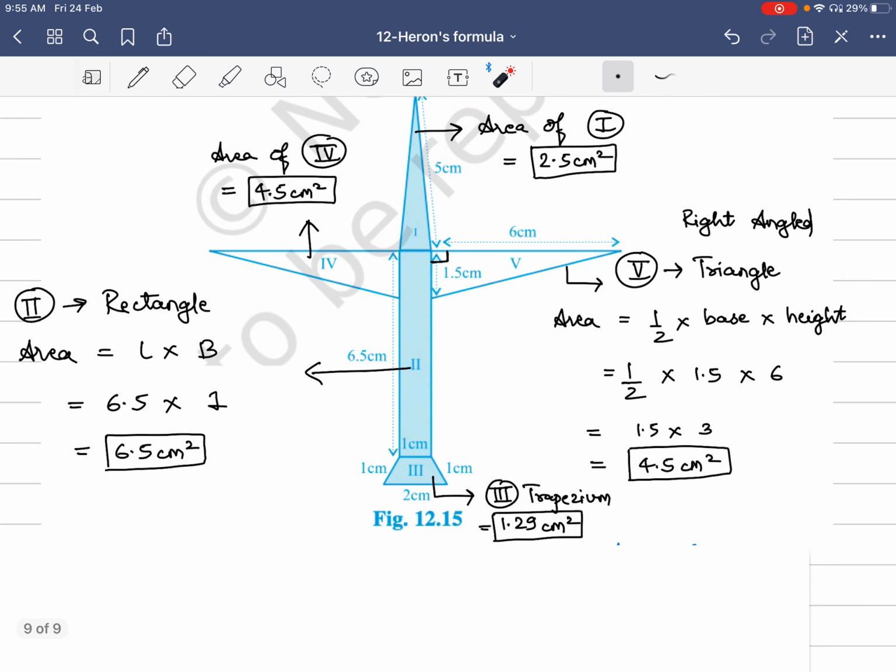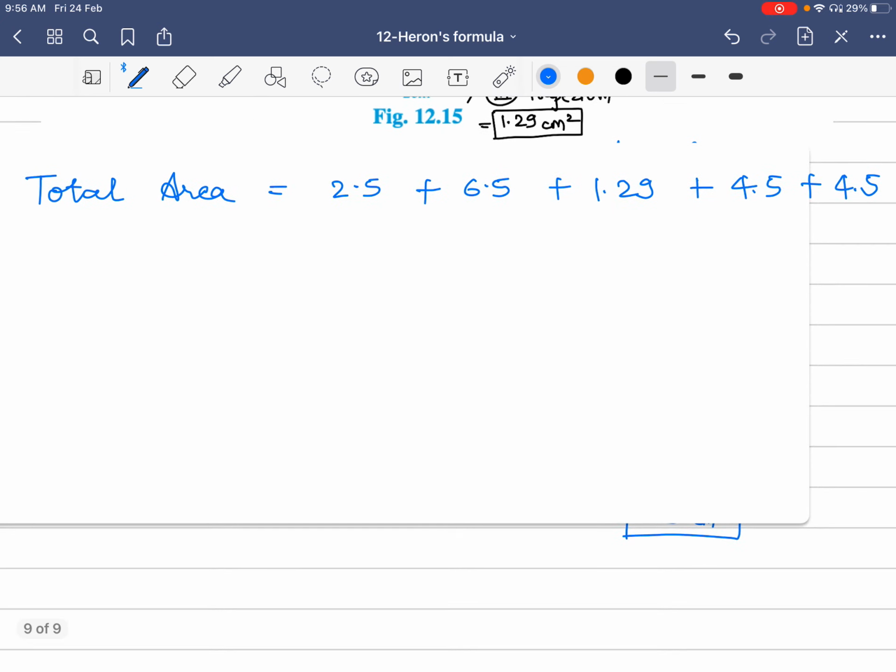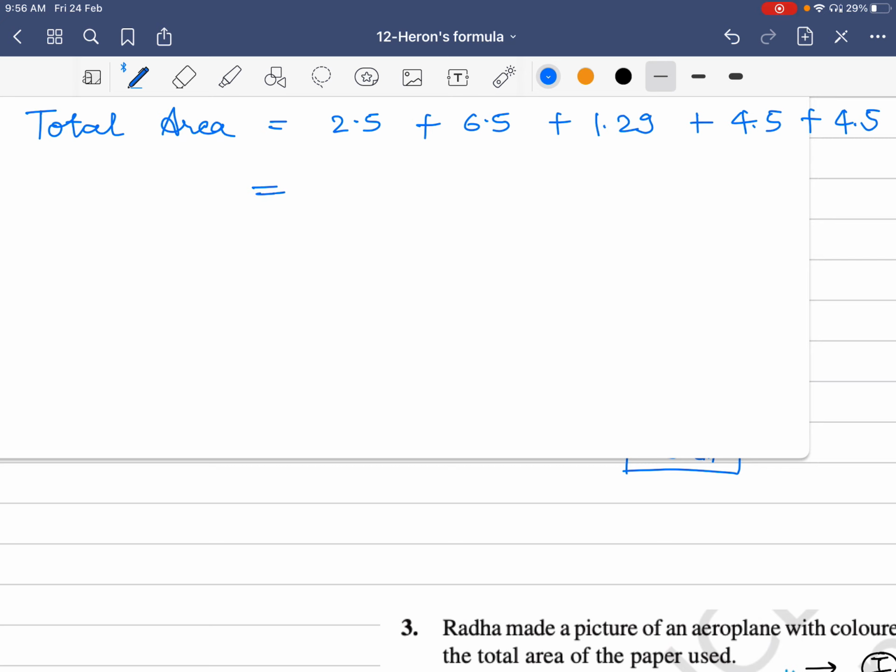So I'm going to move a bit down and write here total area. Total area is equal to 2.5 plus, so let's go part by part. Part number 1 is 2.5, part number 2 is 6.5, then part number 3 is 1.29, and part number 4 is 4.5, and 5 is also the same, 4.5, so that's just 4.5 plus 4.5.